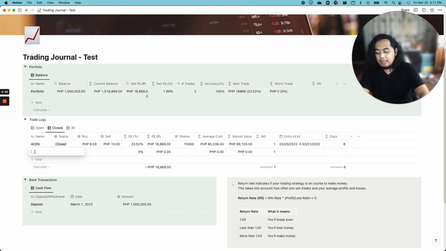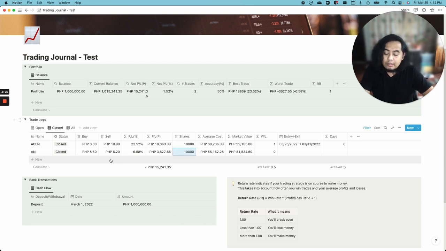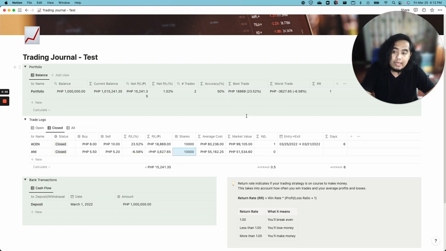If I add, let's say, another trade at 550 and I had to cut this at 520, I need to add the shares, let's say 10,000 as well. It will show that the P&L is negative, and it will reflect here in the total net P&L that it's minus.